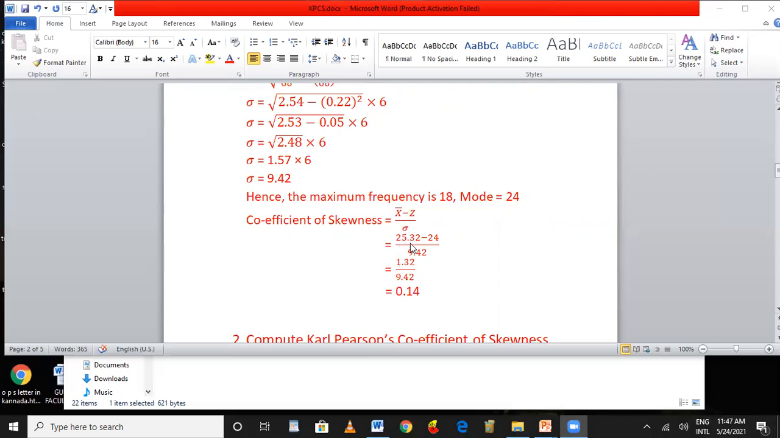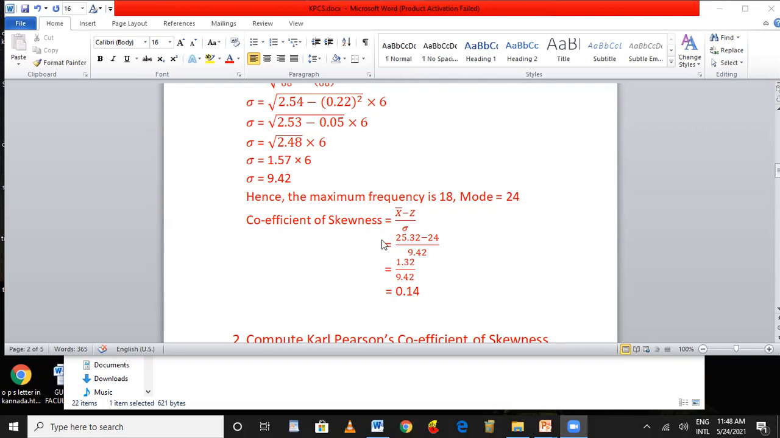Here the mean is 25.32, and the mode, by the inspection method, is the value with the highest frequency, which is 24. Divide by the standard deviation, 9.42. You have to simplify in order to get the skewness: 25.32 minus 24 is 1.32, divided by 9.42. It is equal to 0.14.